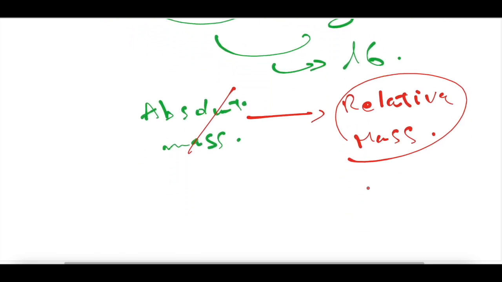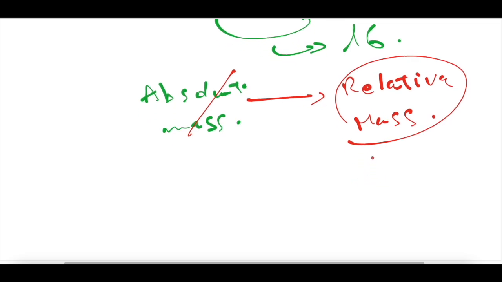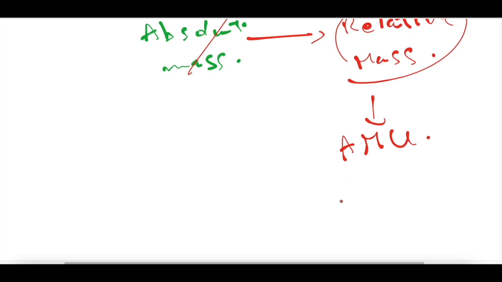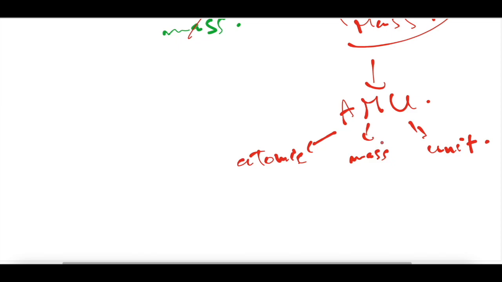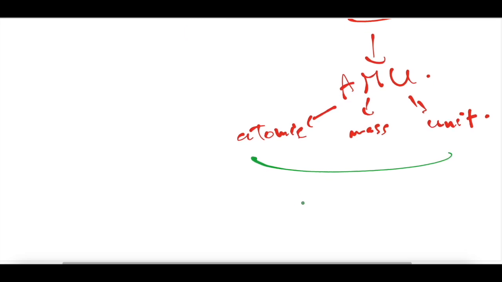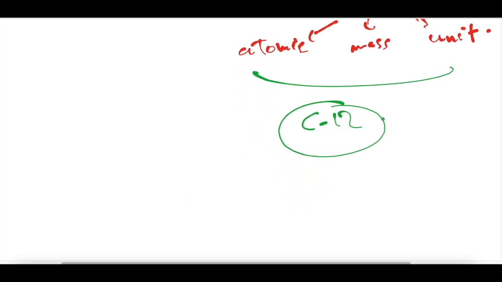So here the relative mass that is chosen is the AMU, which stands for atomic mass unit. And this atomic mass unit was standardized against the isotope of carbon-12. So carbon-12 was used as a reference to determine this relative mass. And the atomic mass of carbon-12 is equal to 12 AMU.